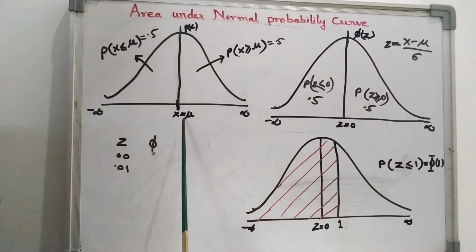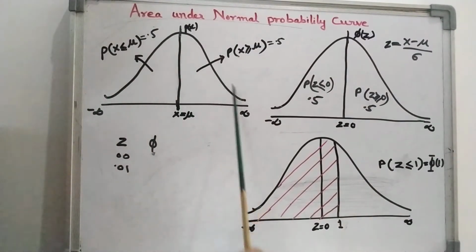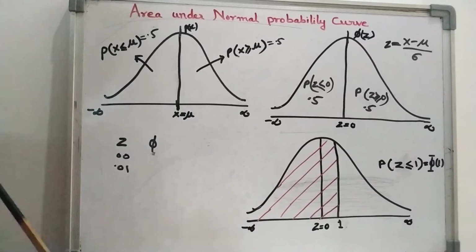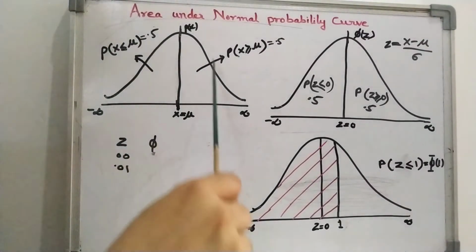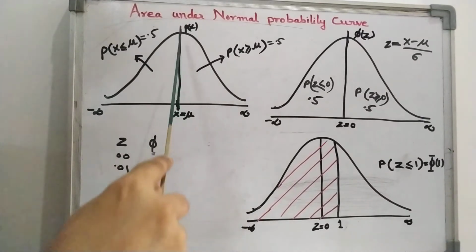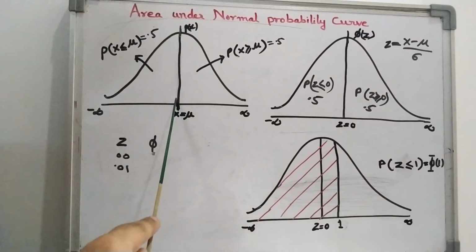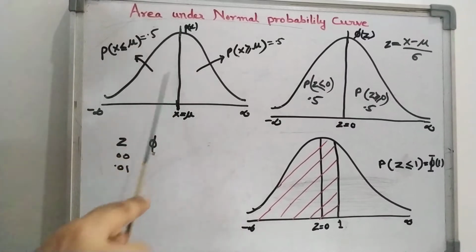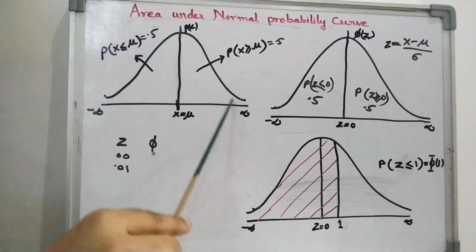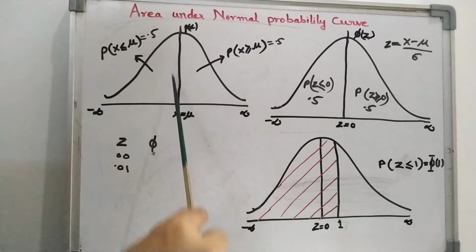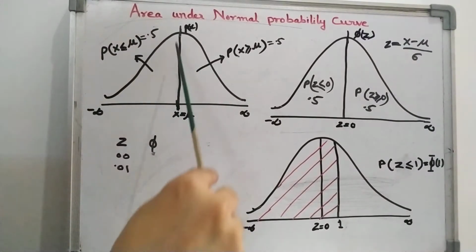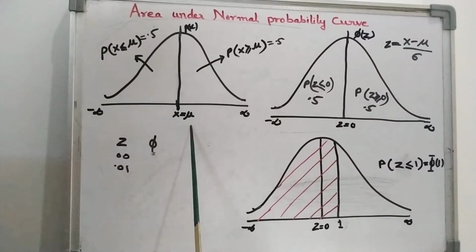By plotting x and p(x), we get this curve. This is a symmetrical curve, and the shape of the curve is bell shape. Here is the mean position. As we know, in case of symmetrical distribution, mean, median, mode lie at one place. So, this is your mean, median, mode position. So, x is equal to mu here, that means mu denotes the mean.